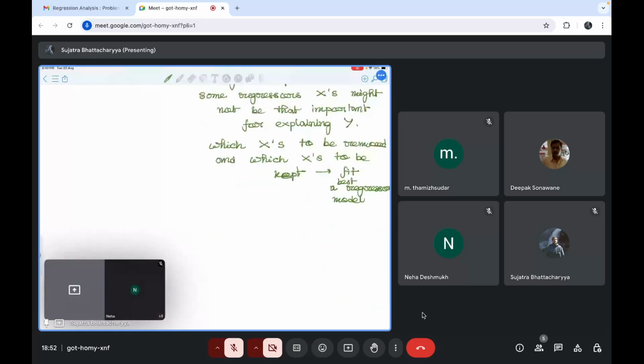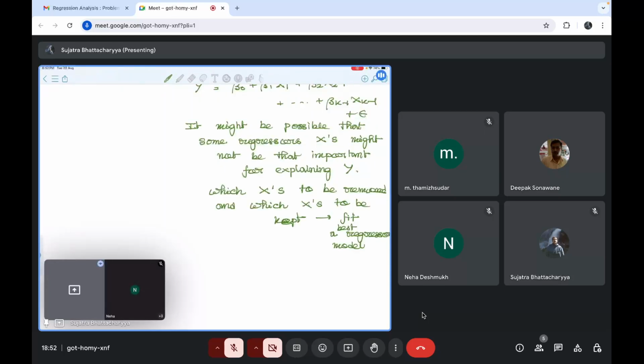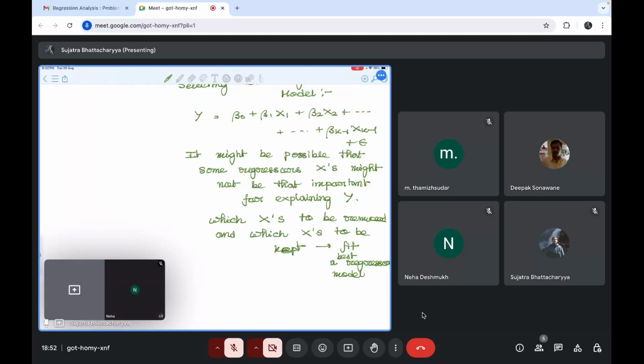For an example, I can give the agricultural yield. Suppose this Y is the agricultural yield, the crop production in a particular area. You have T maximum, T minimum. These are all important parameters, right? The next is sunshine hours.